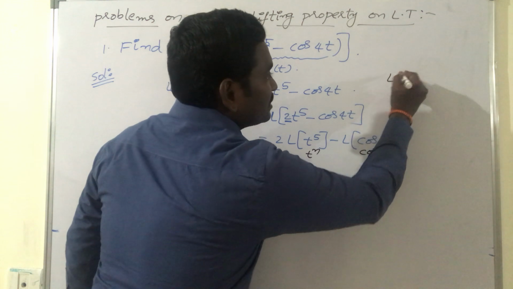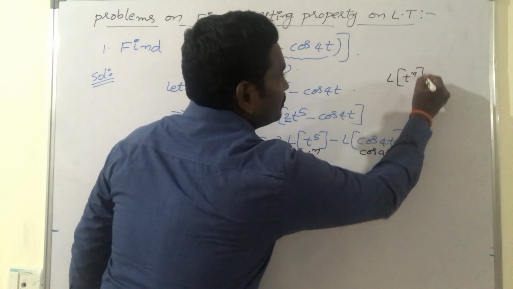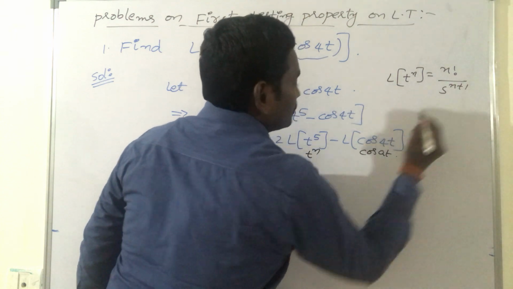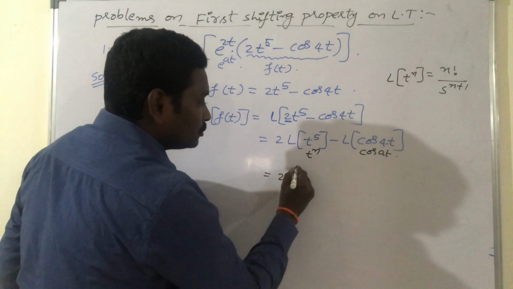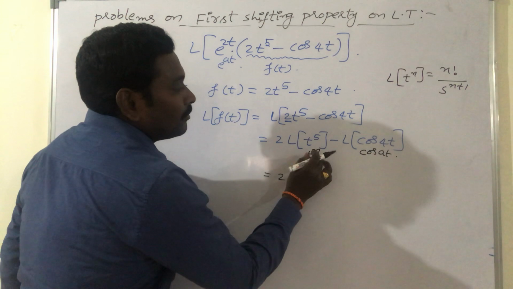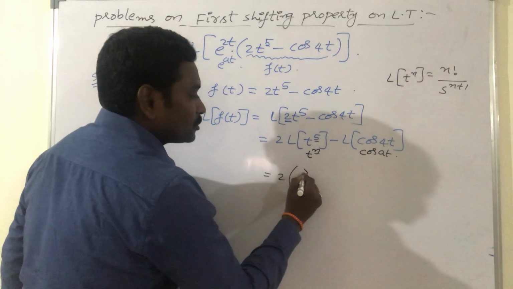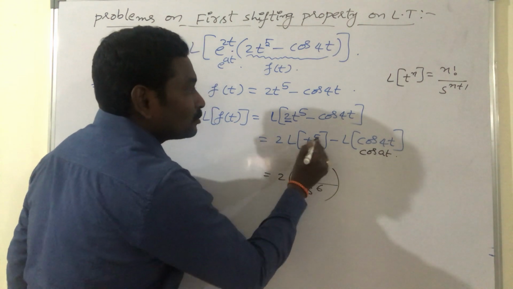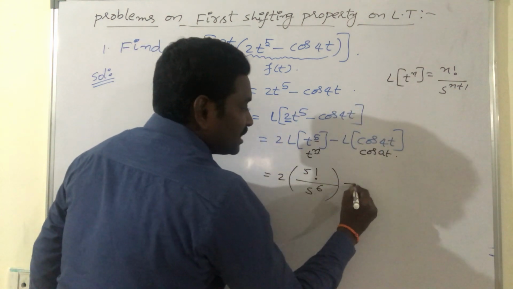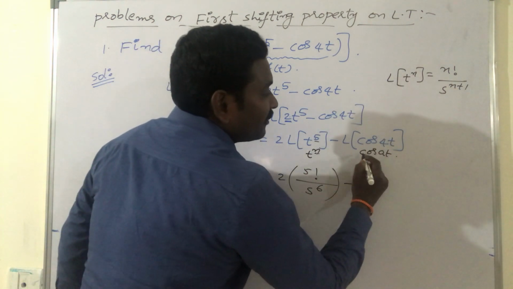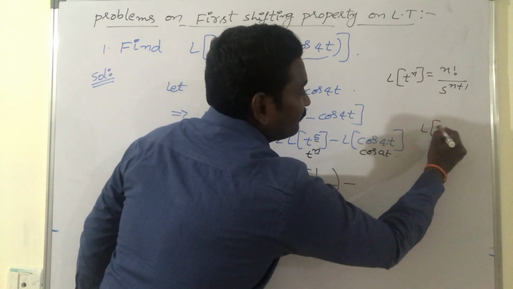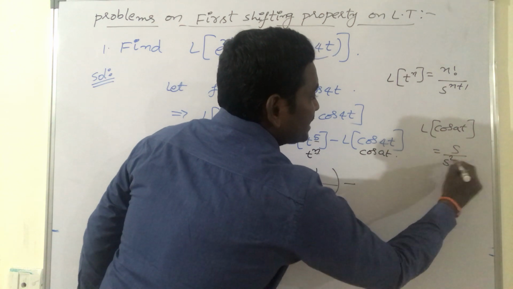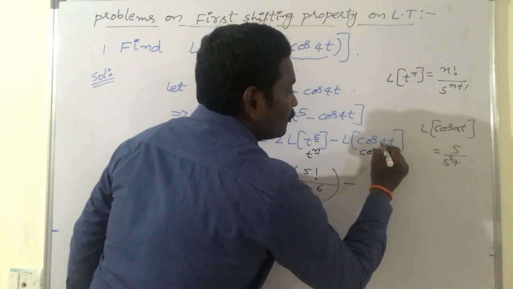We know that L of t power n is equal to n factorial by s power n plus 1. That's why you will get here 2 into, what is n here? 5. So you will get 5 factorial by s power 6. Substitute n is equal to 5 in this formula. Minus, it is in the form of L of cos at. What is the formula for L of cos at? s by s square plus a square. What is a value? 4.